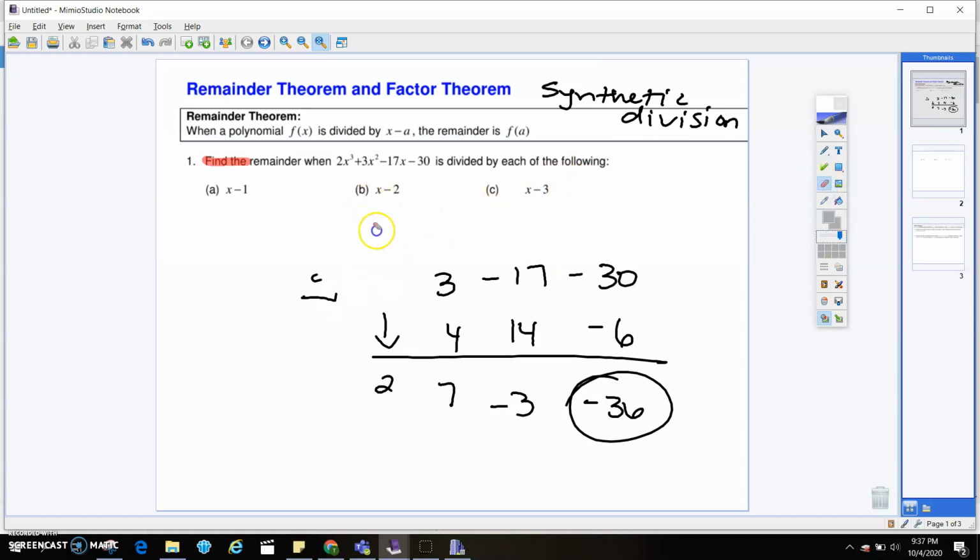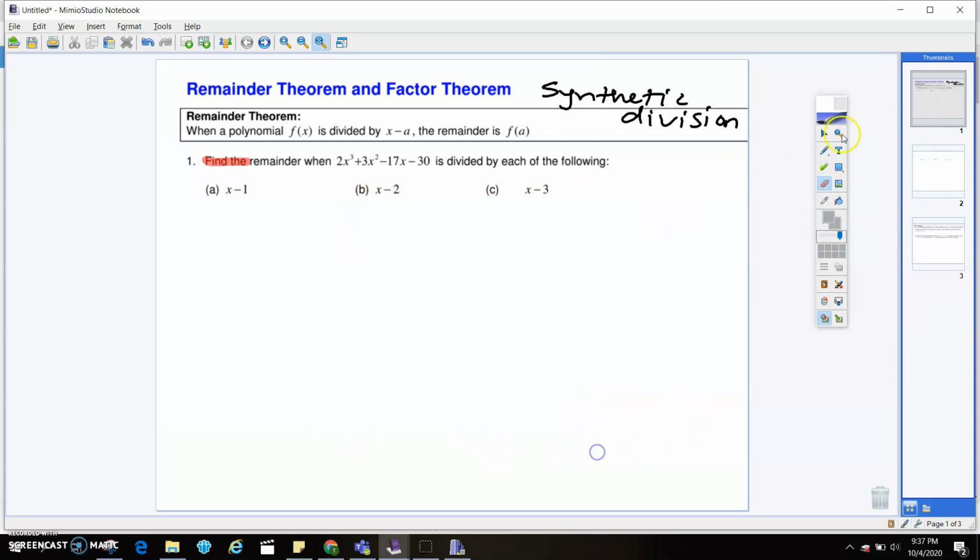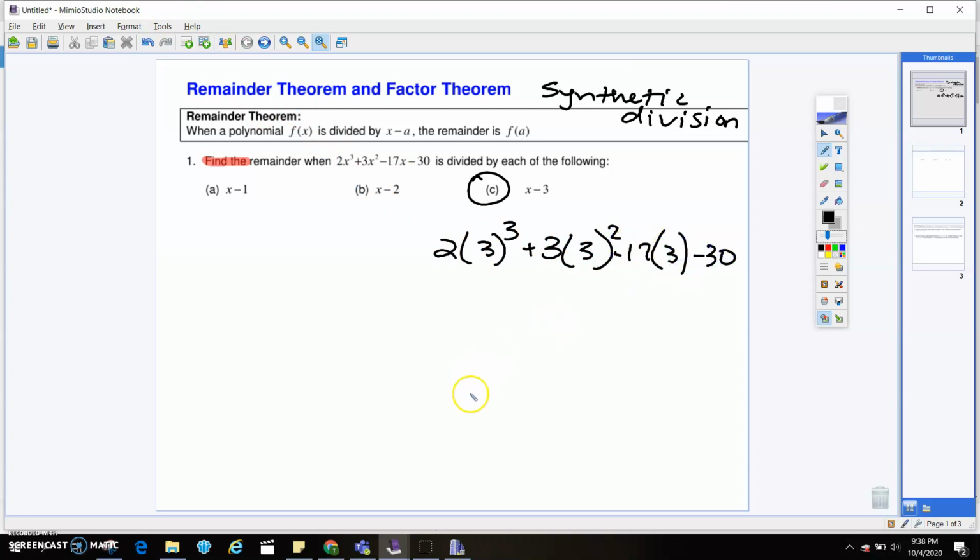Okay, take a moment, pause the video, and I want you to find the remainder of c using the remainder theorem. So taking 3 and plugging it in. Okay, all right, so let's try it. 2 times 3 to the third power plus 3 times 3 to the second power minus 17 times 3 minus 30. Okay, so 3 to the third power is 27.